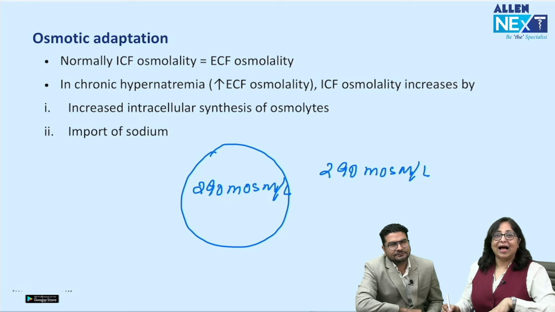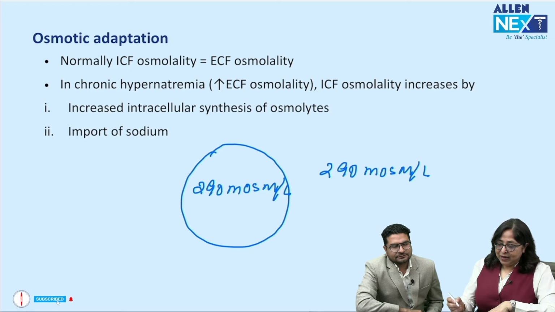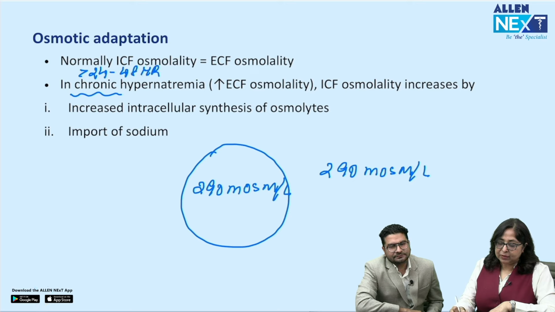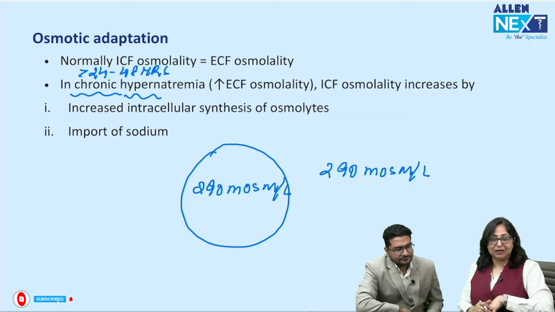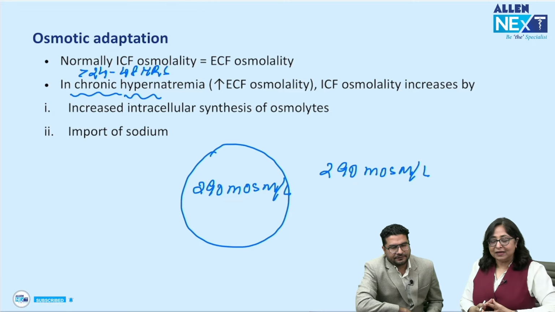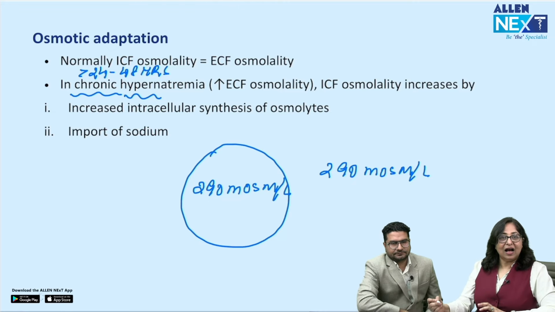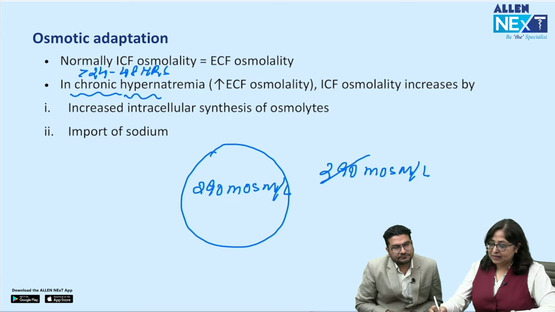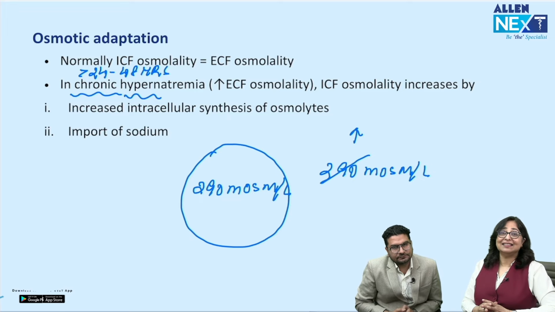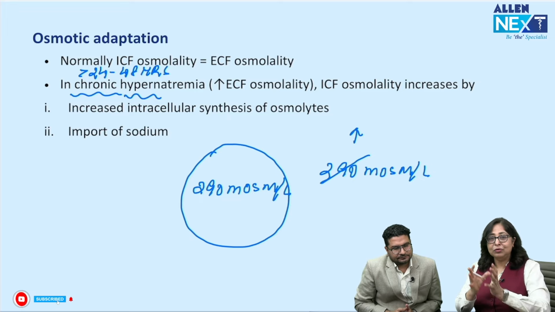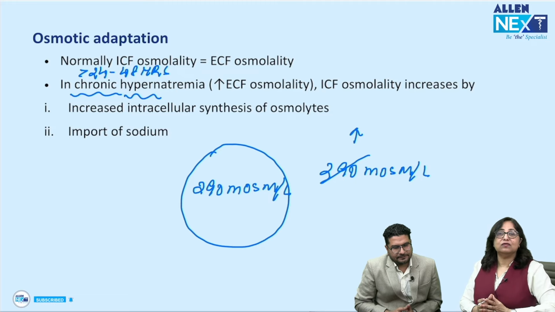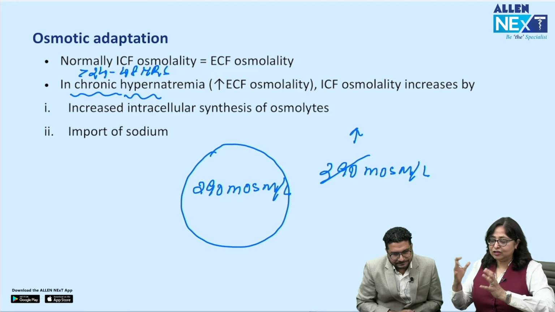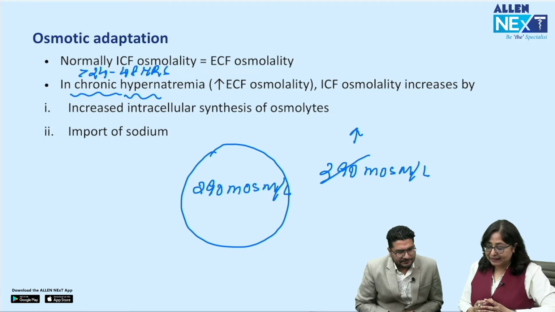But if there is a chronic hyponatremia, now when we talk in terms of chronic, that means it has to be for more than 24 to 48 hours. A chronic, we'll talk about hypernatremia first. Chronic hypernatremia means the sodium levels outside the cell are high, so the ECF osmolality has increased. I just discussed with you that the major contributor to ECF osmolality is sodium. High sodium levels means higher osmolality.